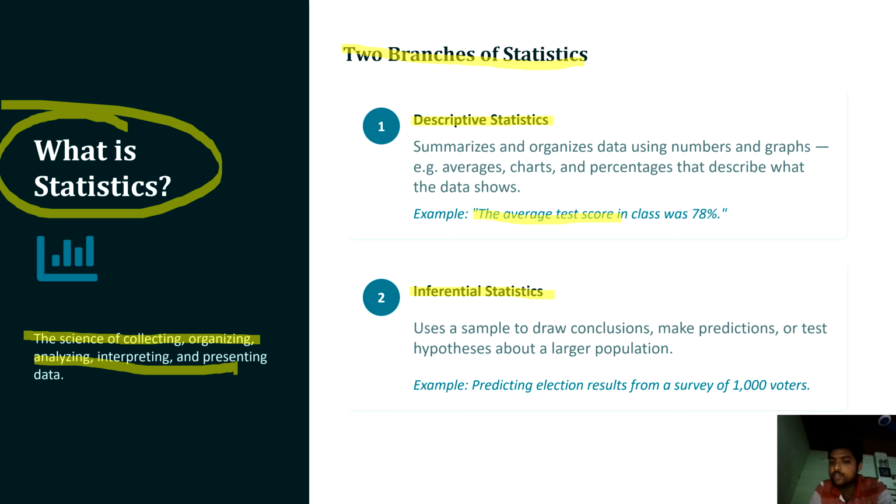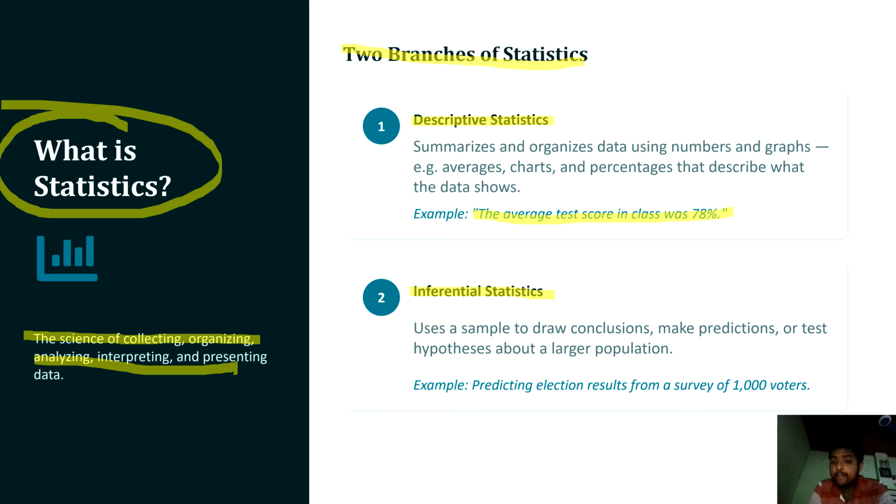Example, the average test score in the class is 78%. Means descriptive statistics tells us how and what the data is. Just calculate the mean and mode, or something else, the central tendencies. Like this, we can know from the data what the nature of the data is and how much data there is. These are the descriptive statistics. It's still about the data.